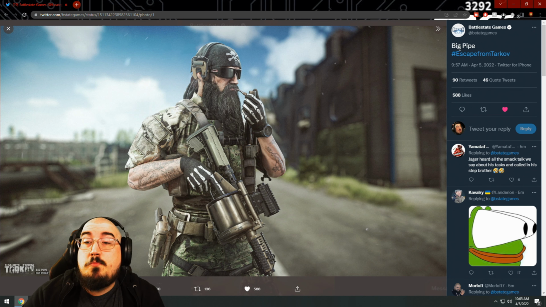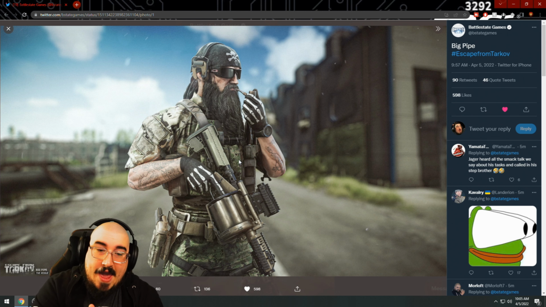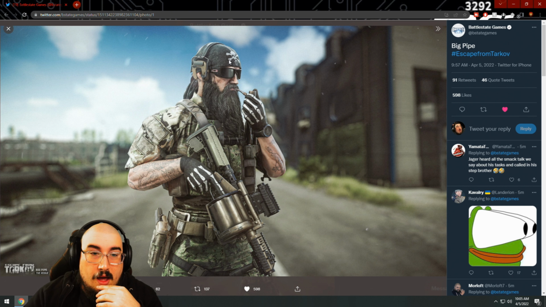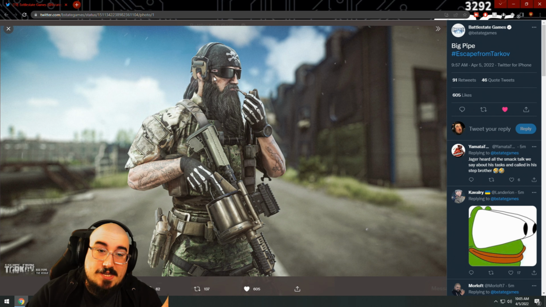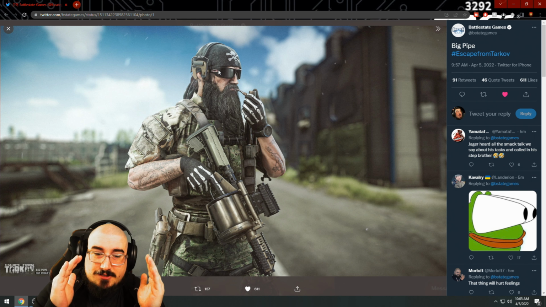This guy, it says Big Pipe. This man has a GL. It looks like a different rig, so they may be adding a new rig. Maybe, I don't know. They have a new bandana, which is freaking dope. He has Oakleys on. So that means they might be adding a new bandana, some new Oakley glasses.